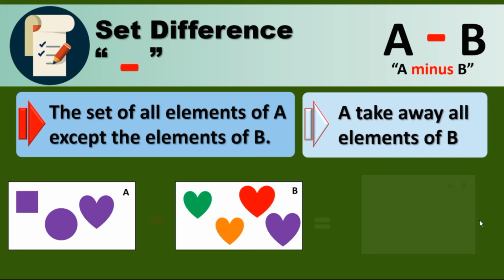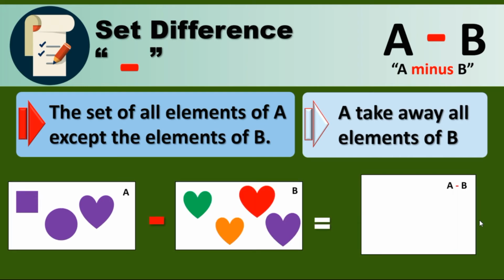Very good. How about this example here? If B contains different colored heart shapes and A contains square, circle, and heart. Simply saying A take away all elements of B. The problem here is only the violet heart is in A. So therefore, the answer is the square and the circle.